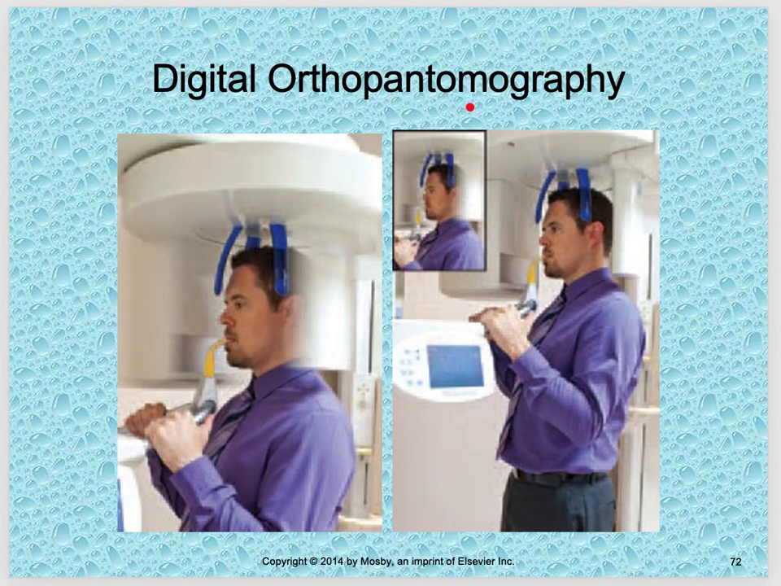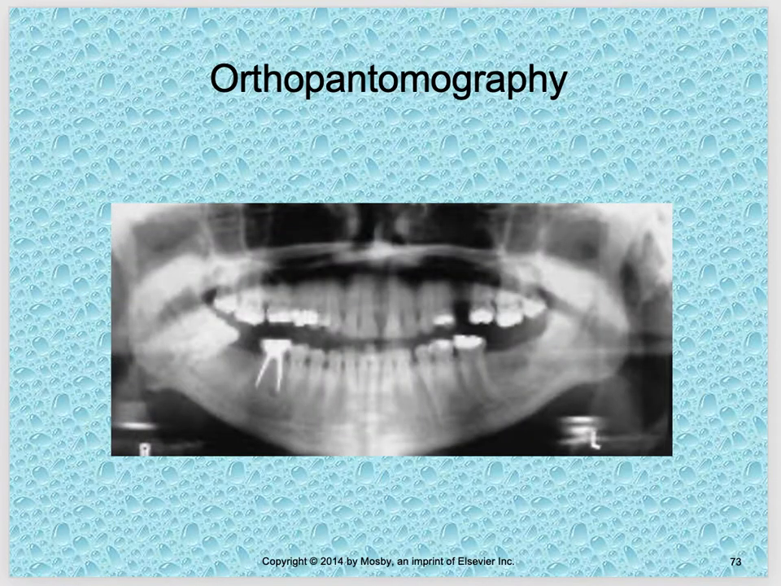So digital orthopantomography, many of you know this from the dentist. It's just an entire view of the mandible from the right to the left side all the way through. And then this is what you end up imaging. So that's why they use it in dentistry, because you'll see all of the teeth, upper and lower, on one image.